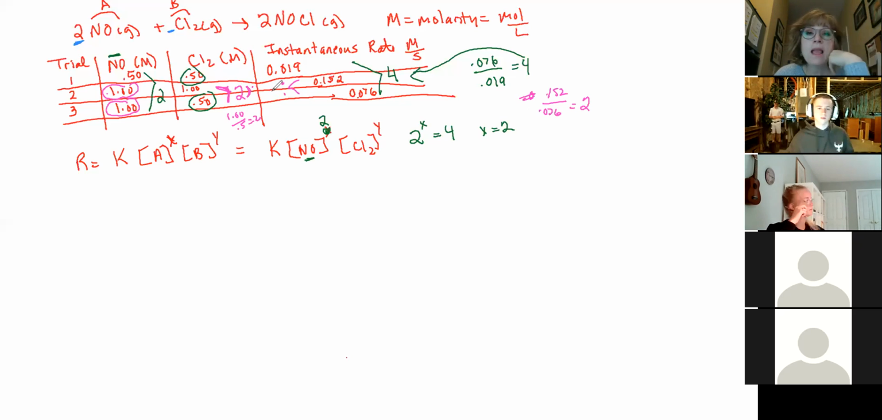Okay? So increasing this concentration by 2 increased the reaction rate by 2. So 2 to the Y power equals 2. So Y this time equals a 1.